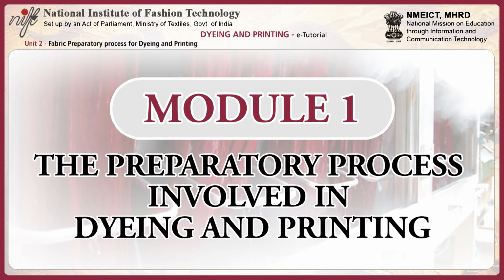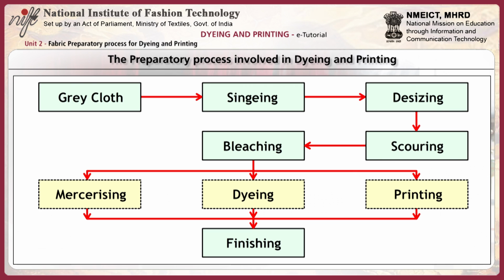Let us now look at the preparatory process involved in dyeing and printing, the various operations in different departments in a processing house, and the important pre-treatment process sequence for different types of fibers. This diagram shows the general preparatory process sequence carried out on grey cotton fabric.